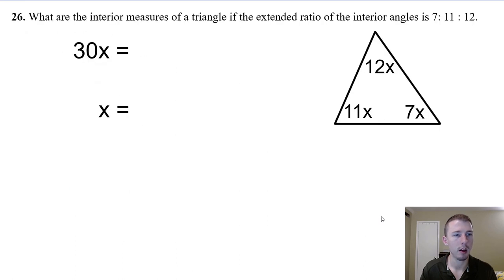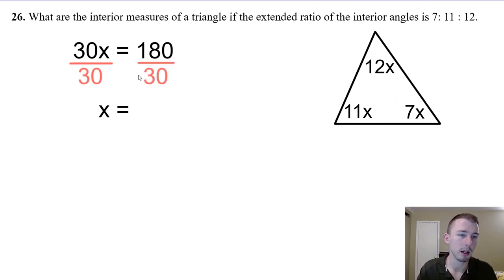All right, 26. I believe this is the last one I'm going to do. It's the last one on the assignment as well. What are the interior measures of the triangle if the extended ratio is 7 to 11 to 12? Well, 7 to 11 to 12 is going to be like 7x, 11x, and 12x, where x is some scale factor that makes this add up to 180 degrees because it is a triangle. So add them all together, which will give you 30x is equal to 180. Divide by 30, so we get x is equal to, should be 6. Yeah, so we have 6.